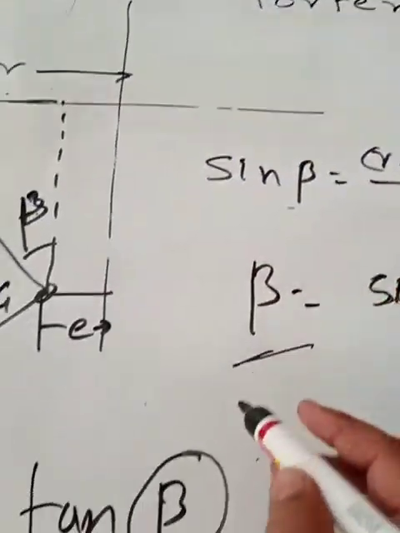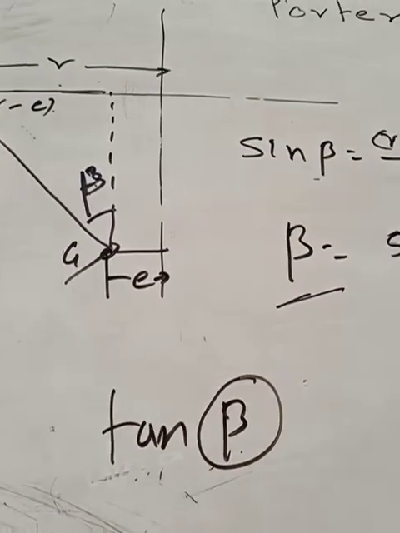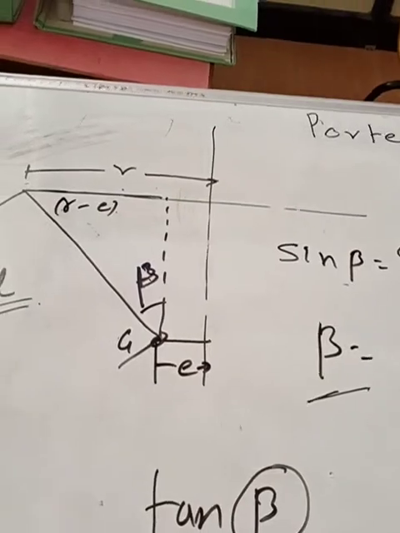This value of beta we can put in the equation for calculating tan of beta, and we can solve the equation in terms of N square.